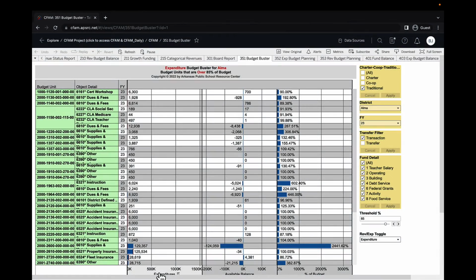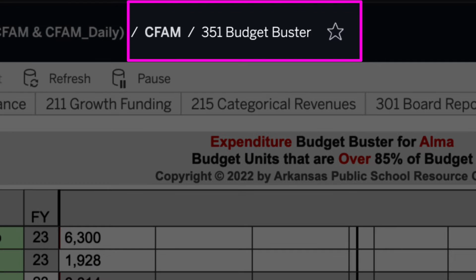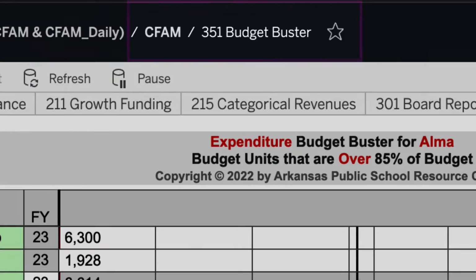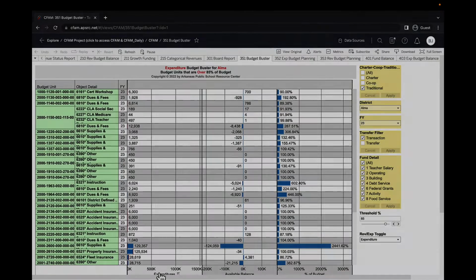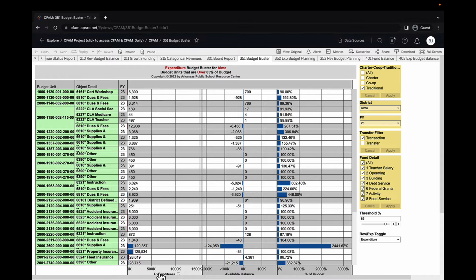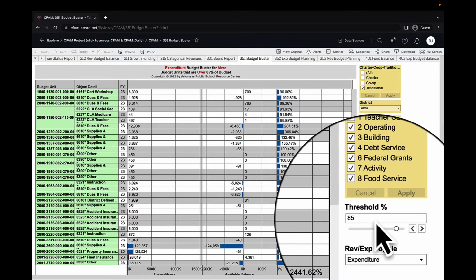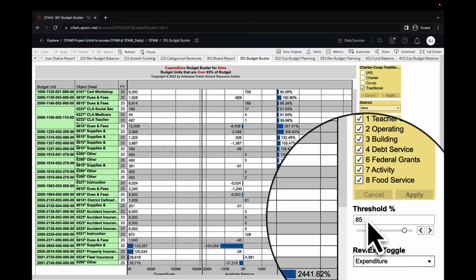Budget Buster, sheet number 351, is one of the more convenient and handy worksheets that we have. In fact, it's one that you may want to refer to throughout the school year. This worksheet is designed to list expenditure budget units that have gone over a percentage of the budget. That percentage is set by this threshold. Currently, we've got it set to 85%.